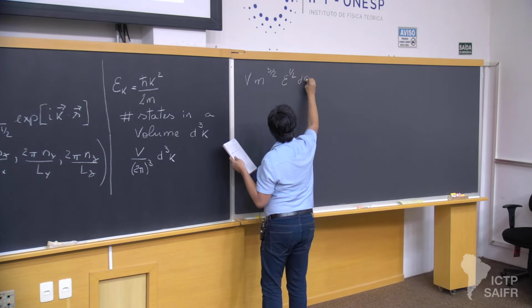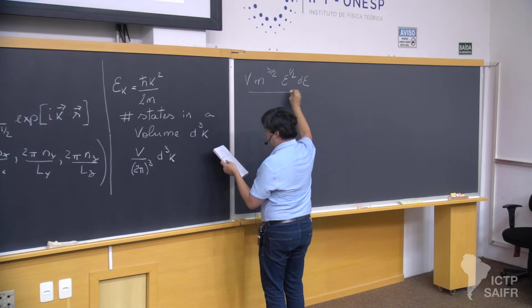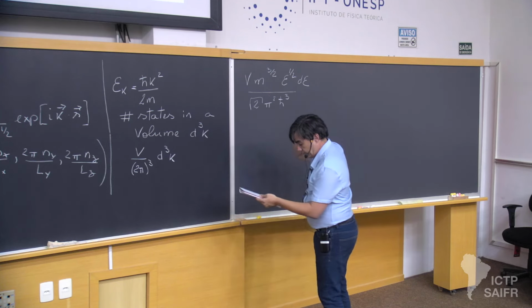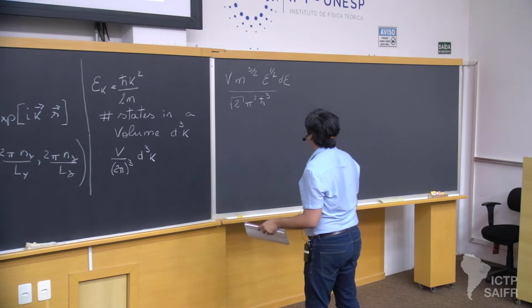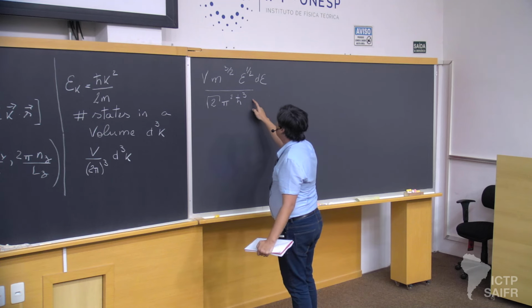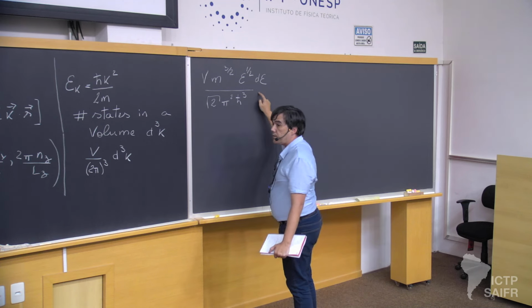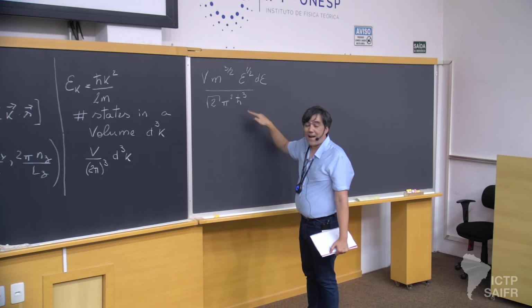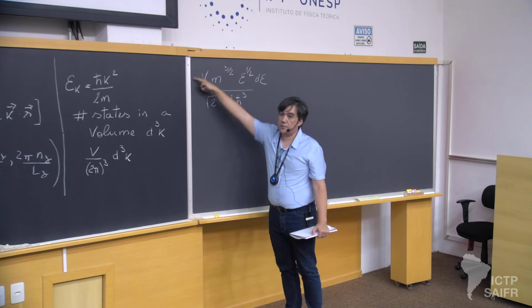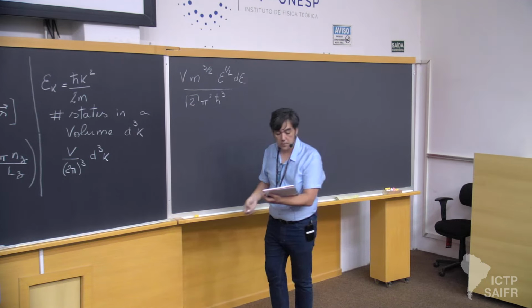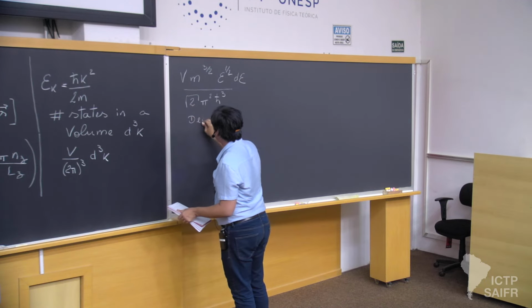E half dE over square root of 2 pi square h bar cubed. Okay, good. That's where I wanted to be, because remember, this is the number of states in a shell that is dE thick. So I define this quantity as the density of states. This is what I wanted to do.